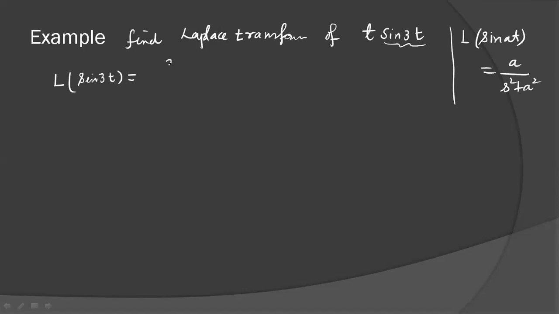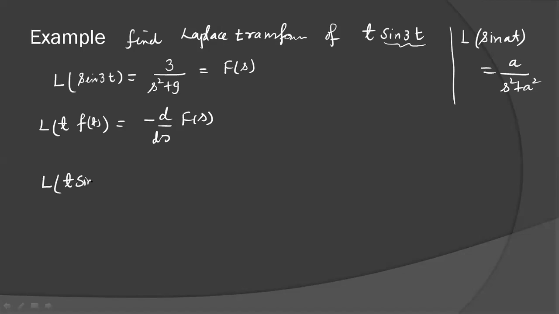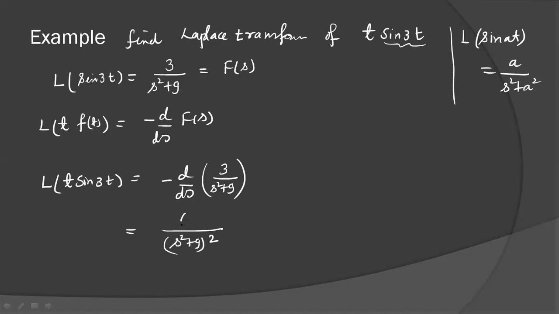Here a equal to 3, so it will be 3 over s square plus 9. So it will work as F(s). Now the Laplace of t f(t), I told you, is minus d by ds of F(s). So Laplace of t sine 3t will be minus d by ds of F(s). What is F(s) here? 3 over s square plus 9. You have to differentiate it with respect to s only. So s square plus 9 whole square, if you differentiate it, you will get 6s over s square plus 9 whole square. So this is the Laplace of t sine 3t.